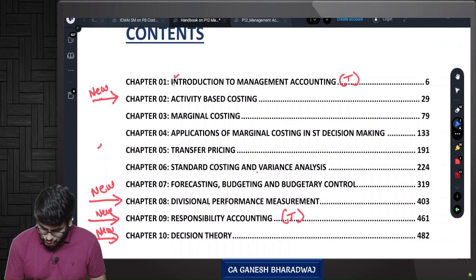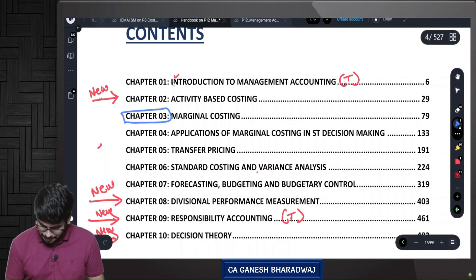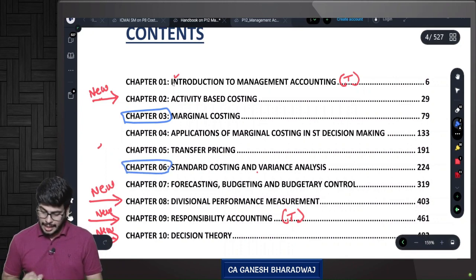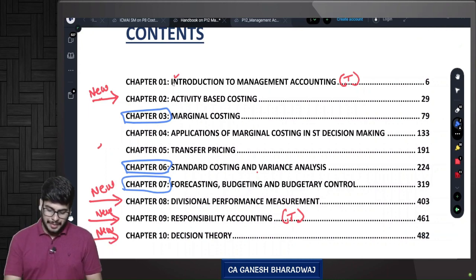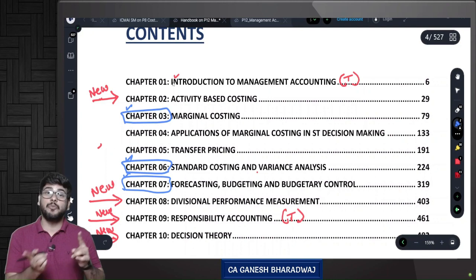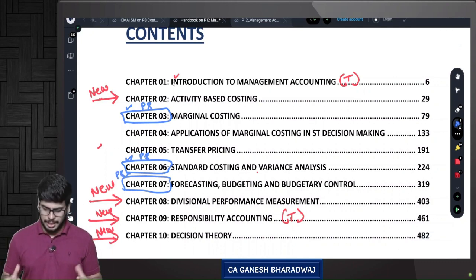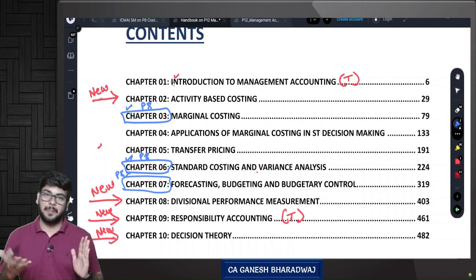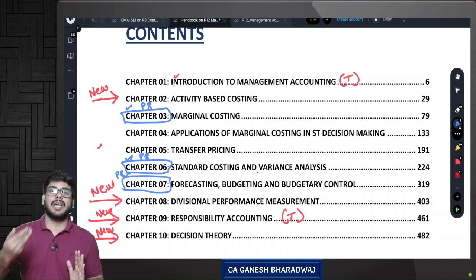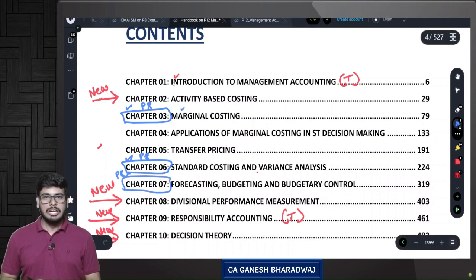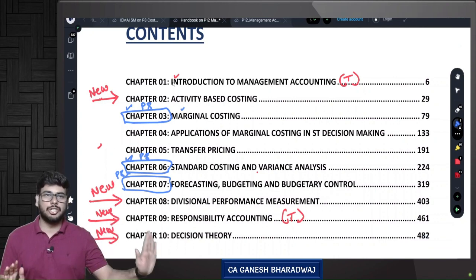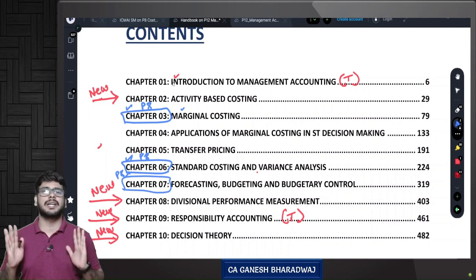If you see chapter number 3, marginal costing, then chapter number 6, standard costing, then chapter number 7, forecasting, budgeting and budgetary control. These 3 chapters are also present in paper 8 cost accounting. Conceptually, these 3 chapters are also there in paper 8. But apart from what you learn in paper 8 cost accounting, certain extra areas are also seen inside each of these chapters. So don't think these 3 chapters are ditto what is in paper 8 and that exactly that only is there in paper 12 management accounting.